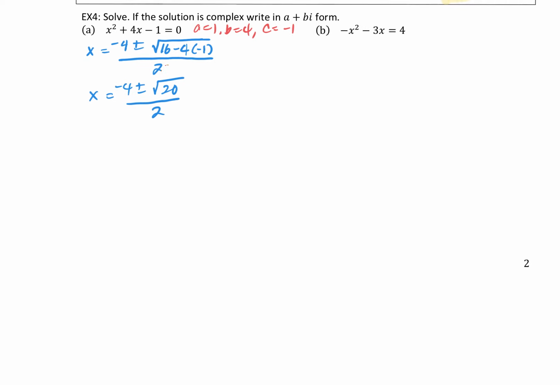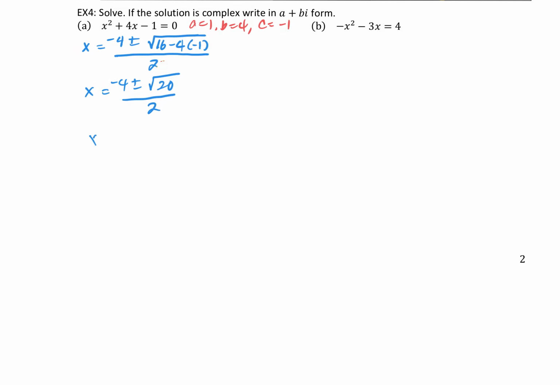But what I would do, though, is change this square root of 20 to, this is 4 times 5, right? And the square root of 4 is just 2, so this is going to be 2 times the square root of 5. Now, if you wanted to reduce by 2, you could reduce the -4, the 2 with the square root of 5, and the 2 in the denominator. So now you can cancel, but you have to do it from all three pieces.